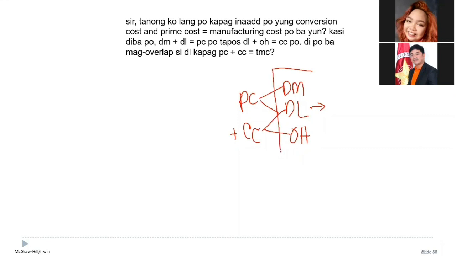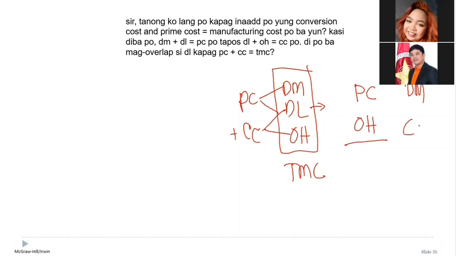Kaya yung DM, DL, OH ay total manufacturing cost. Ang pwedeng mangyari, prime cost at saka overhead. O kaya, direct materials at saka conversion cost. Yan po ang TMC pa rin. Okay? So I hope nasagot natin yung tanong ng isa nating classmate.